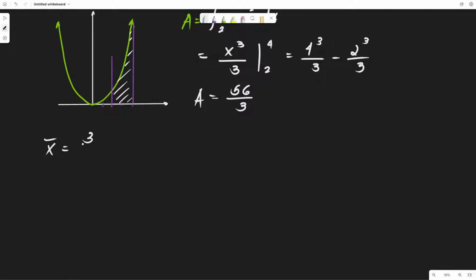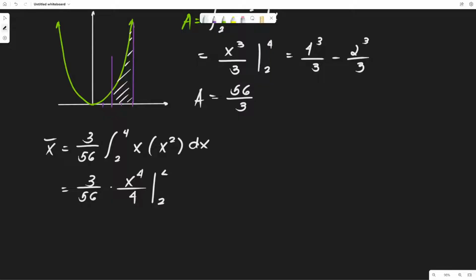So we have 3 over 56, integral from 2 to 4 of x times x squared. Sorry, x times f of x only. dx. Okay, so we have 3 over 56, integral from 2 to 4. Combining them, this will just be x cubed. So the integral of x cubed is x to the 4th over 4, evaluated from 2 to 4.